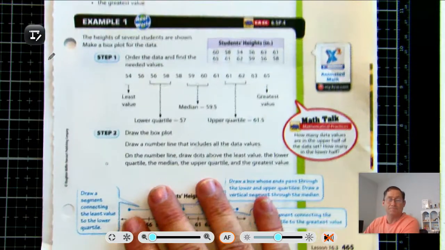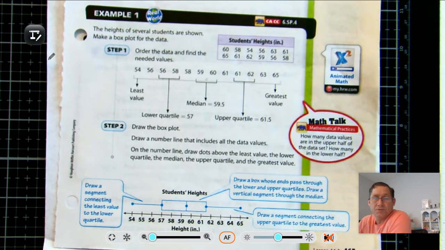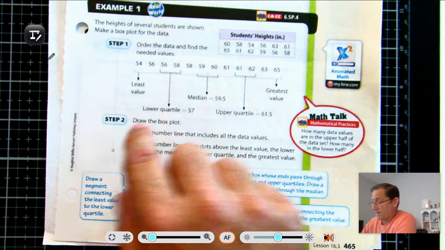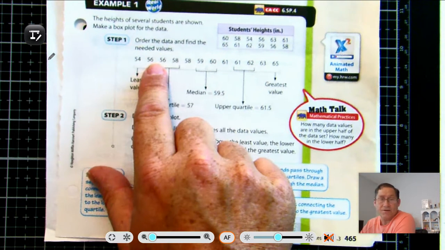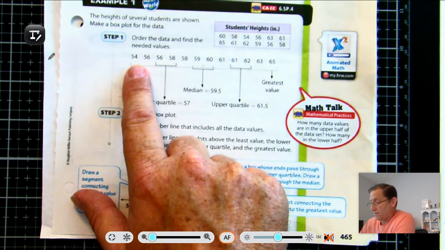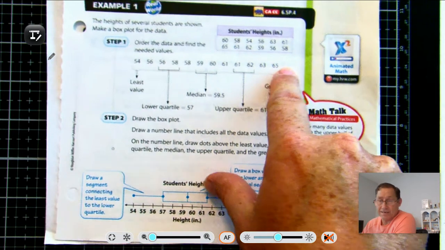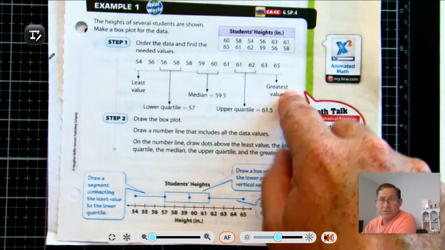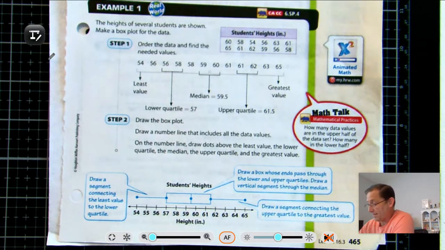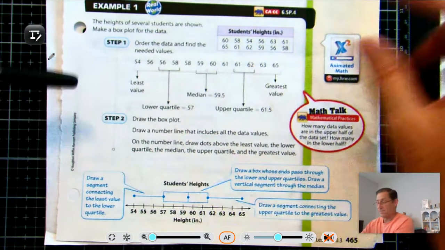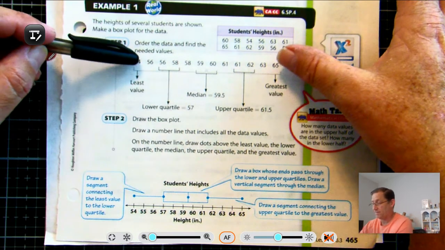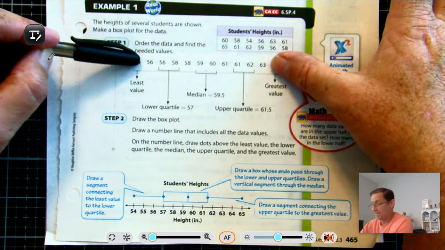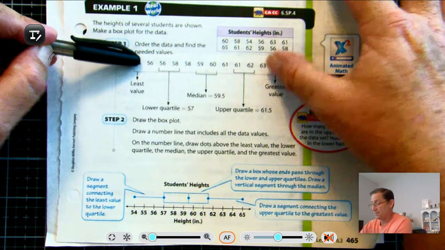So example 1. The heights of several students are shown. It wants us to make a box plot for the data. So these are the students' heights, and we need to order the data and find the needed values. So let's put the numbers in order from least to greatest, because that is one of the values we have to find, right? We have to find the least value and the greatest value. So let's go ahead and put them in order as they've got here. So remember, to find the median, we take off one from each end until we get to the middle value.